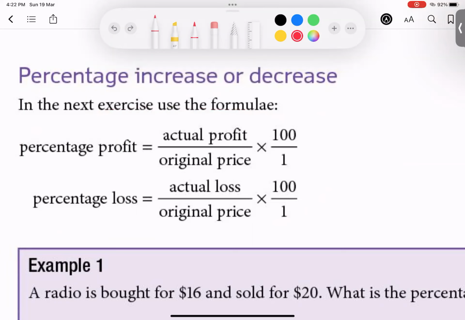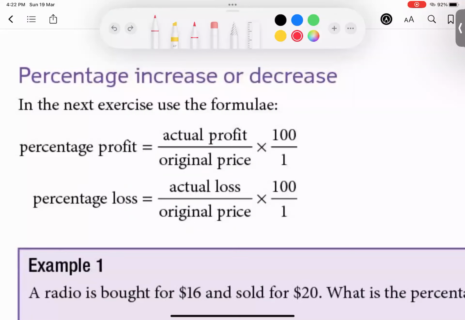So I will explain you both, for your easiness. Percentage profit formula is what? Profit over original price times 100. And what about loss? Loss over original price times 100. Make sure original price will always be in the denominator.